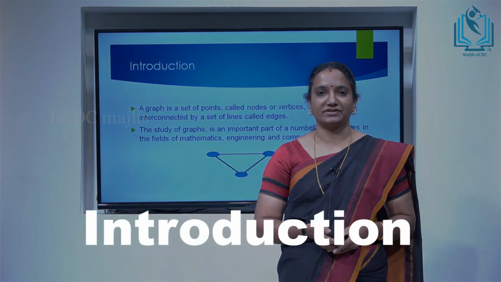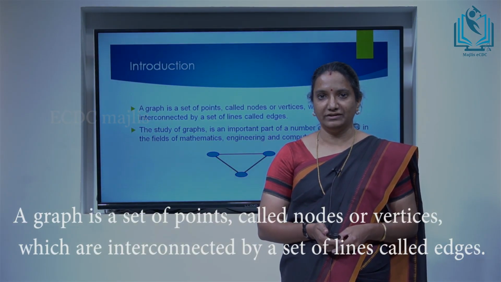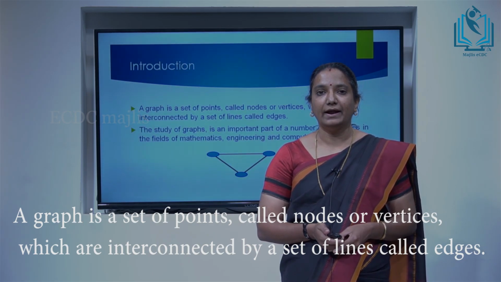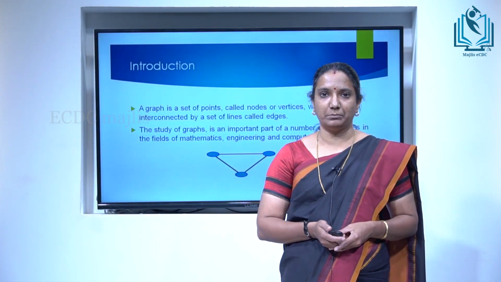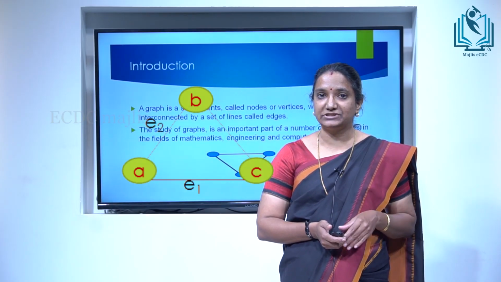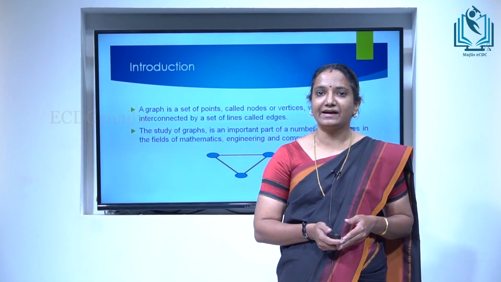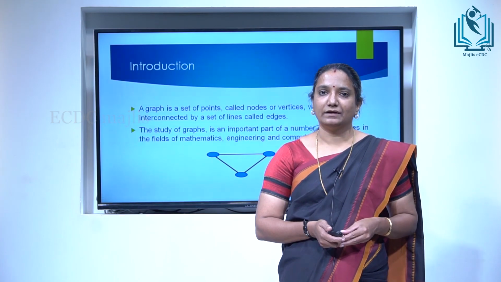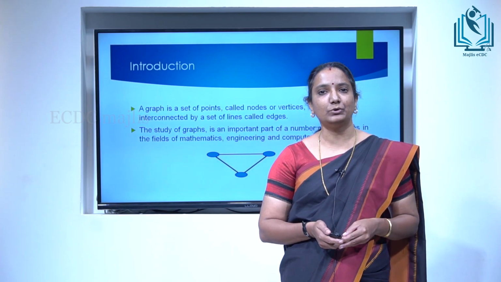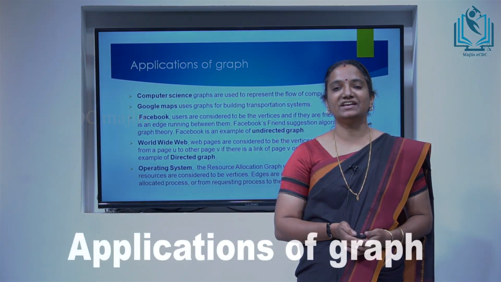First, introduction. A graph is a set of points called nodes or vertices which are interconnected with lines called edges. In our example graph, there are 3 points and these points are connected with lines. These points are called nodes or vertices and these lines are called edges. A graph nowadays is used in various disciplines such as computer science, engineering, etc. Next topic is applications of graph.